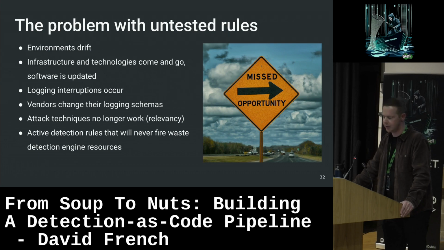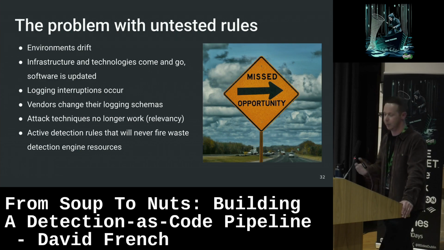Pesky vendors kind of change their logging schemas, right? You've got a rule that's relying on this specific field name and a value in it. The vendor rolls out an update, changes the field name, your rule's never going to fire. So yeah, all these things, or most of them, can result in false negatives, missed opportunities to detect threats early on before they become an incident.